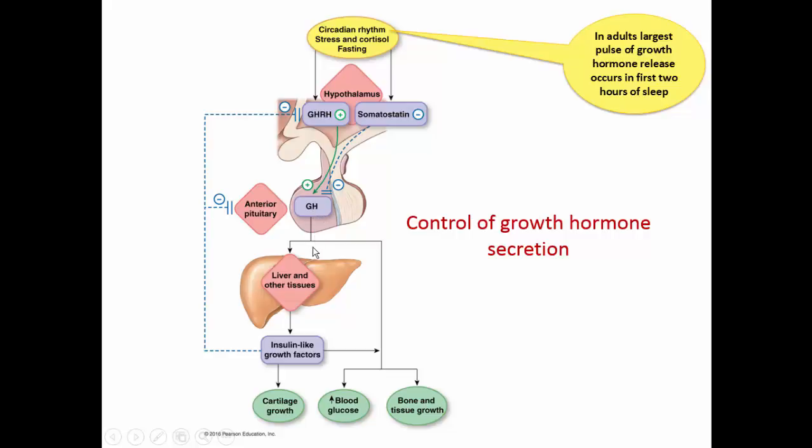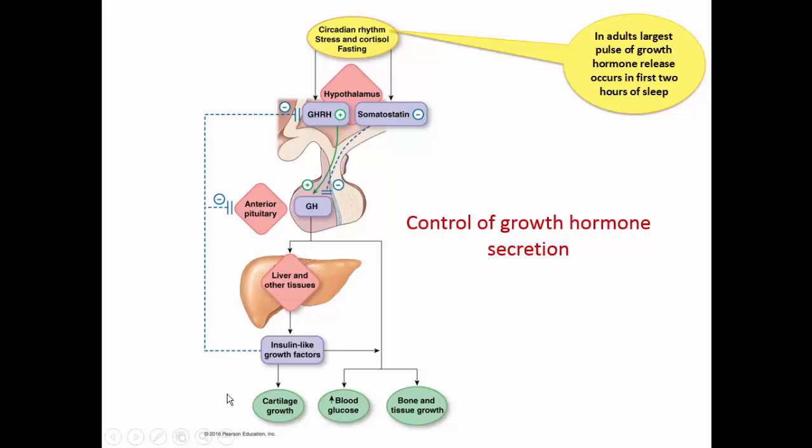Growth hormone then targets the liver and other tissues to secrete insulin-like growth factors. Growth hormone itself also stimulates an increase in blood glucose and bone and tissue growth. Insulin-like growth factors are important for promoting growth in cartilage. Together, growth hormone and insulin-like growth factors promote tissue growth.